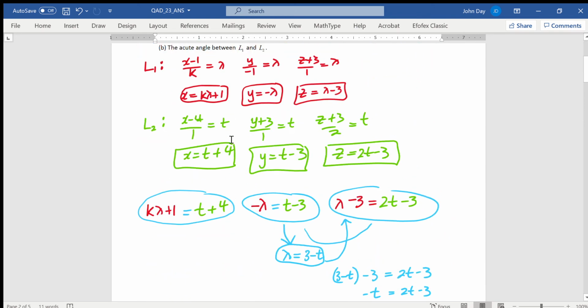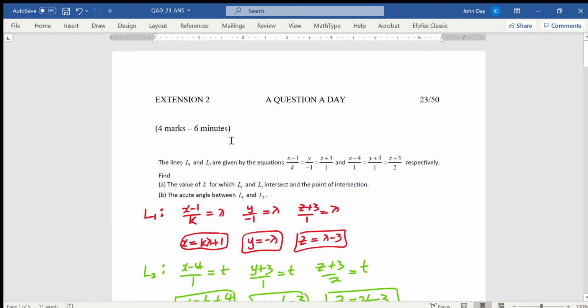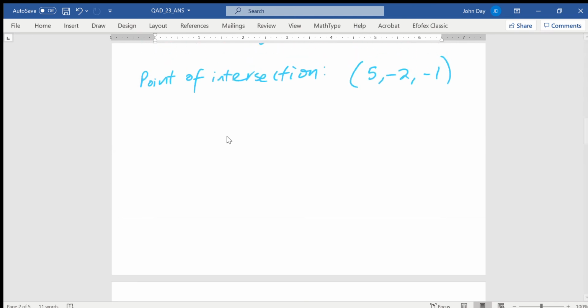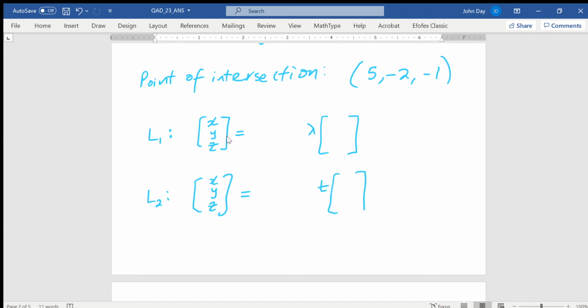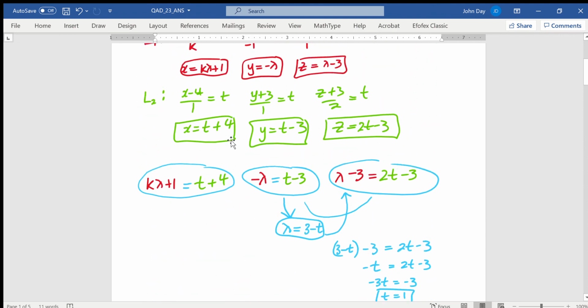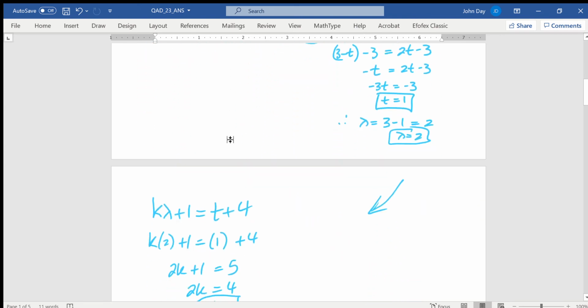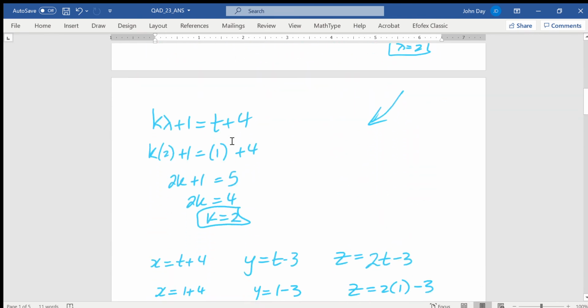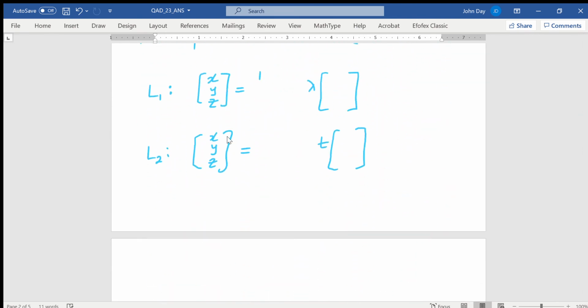All right. Now, what's the final question? What's the acute angle between L1 and L2? I'm going to write the equations in the following format. I'm going to write L1 as (x, y, z) equals something plus lambda times something. And there's the direction vector. And I'm going to write L2 in the same way, plus t times that. So I'll just read those off. Now k was equal to 2, so in this first red bit of writing, x is 2 lambda plus 1. X is 1 plus 2 lambda.